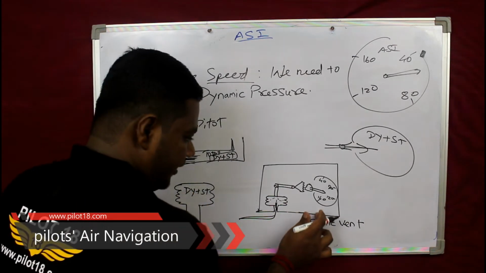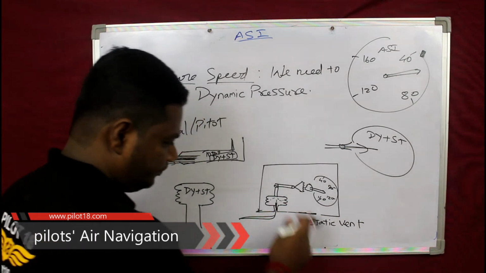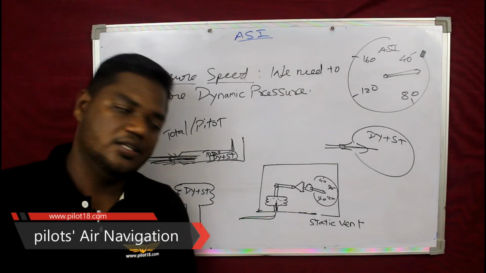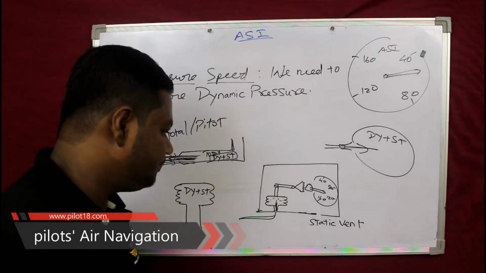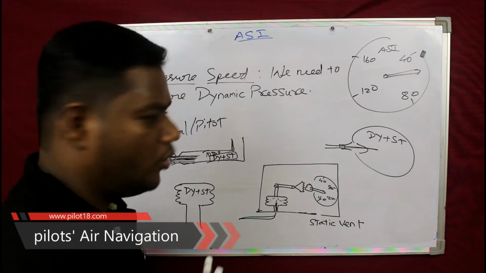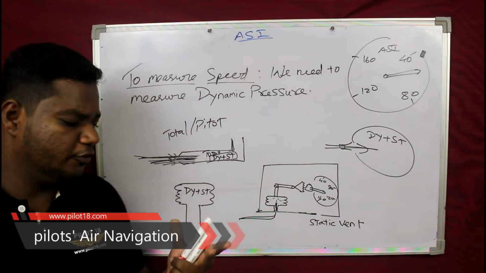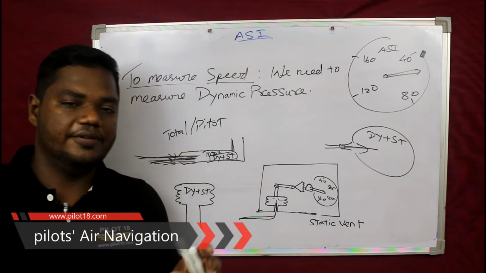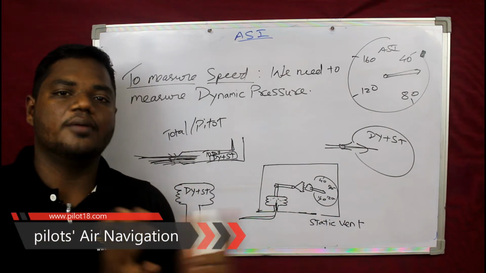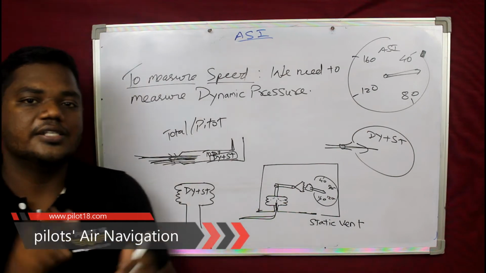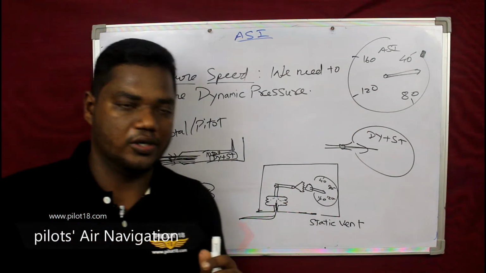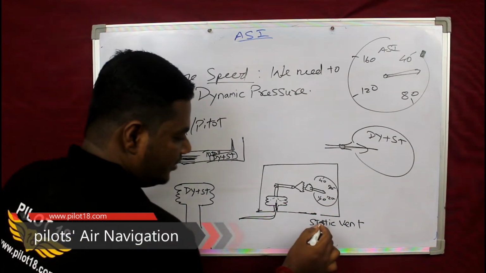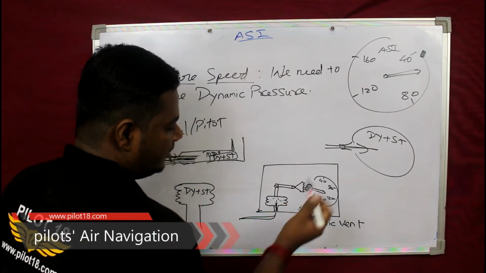Now if I make a vent, the static pressure will automatically come inside. For example, with a bottle, if you crush the bottle and lock it, the bottle will remain crushed. But when you open the bottle, it will automatically expand, because the static pressure comes into the bottle. Likewise here we have an opening, and through the opening static pressure gets inside the casing.